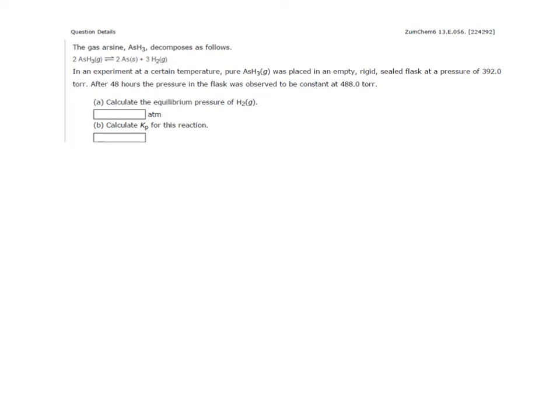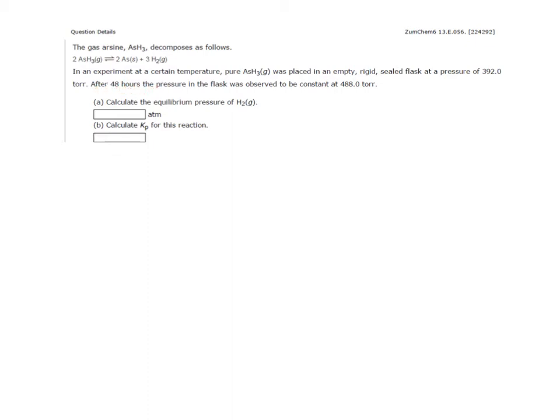Students, this is a great equilibrium question. It asks us to keep a lot of things in mind. First of all, they give us a nicely balanced equation. They give us information about one of the species initially. They say there's 392 torr of AsH3 and it's placed in an empty flask. And then they tell us the total pressure at equilibrium.